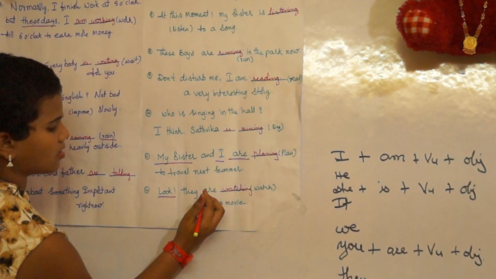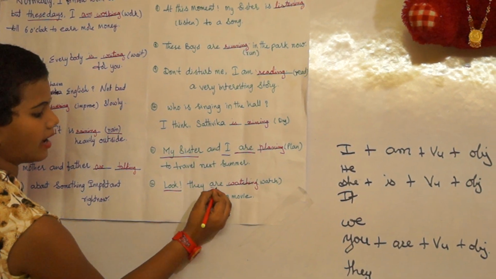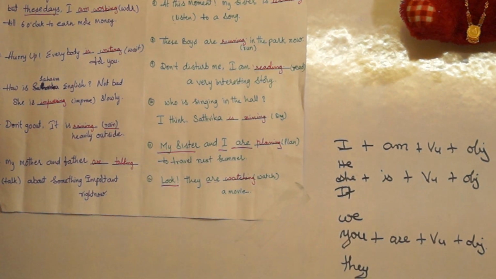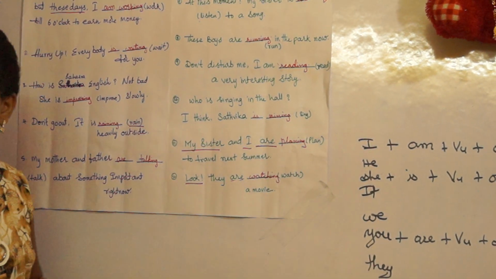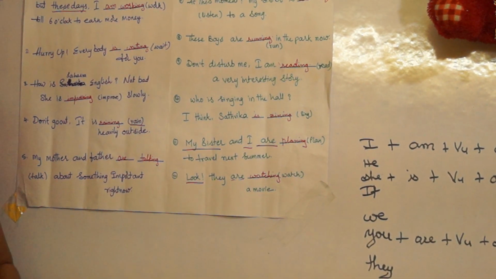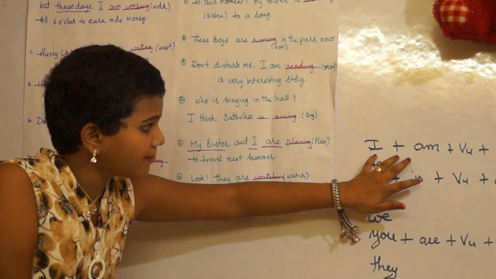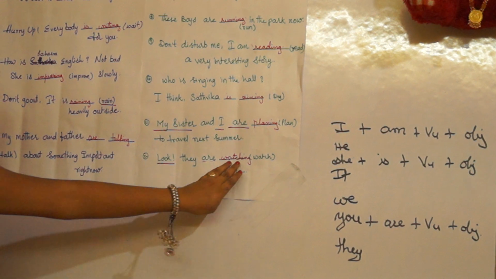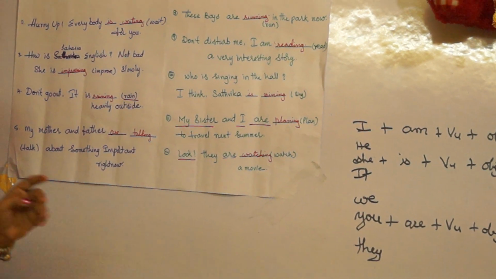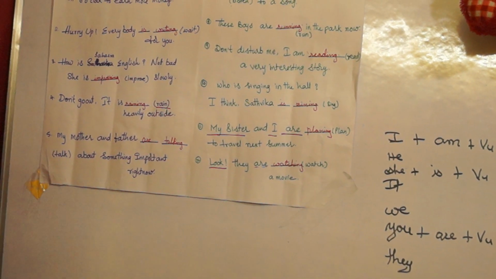వాచింగ్. ఓకే, ఆర్ వస్తే, ఈజ్ వస్తే, ఎమ్ వస్తే కంపల్సరీ వి ఫోర్ వాడాలి. ఐ ఎమ్ వస్తే ఐకి ఇది బాగా గుర్తుపెట్టుకోవాలి. ఓకే, ఇది కరెక్ట్. దే ఆర్ వాచింగ్ అ మూవీ. Look, they are watching a movie.